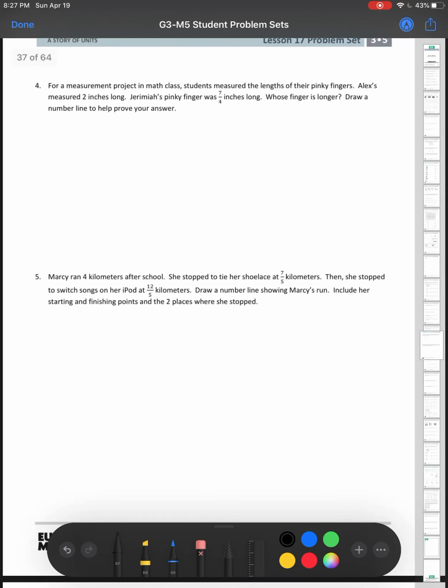Okay, moving on. Number 4. For a measurement project in math class, students measured the lengths of their pinky fingers. Alex's measured 2 inches long. Jeremiah's pinky finger was 7/4 inches long. Whose finger is longer? Draw a number line to help prove your answer. So we'll draw our number line. Starting with 0. And we don't know what the longest is, but as of right now, let's just end it at 2. If we need to make it a little bit longer, we can. We know we're working with fourths because Jeremiah's pinky finger was 7/4. So we'll break these into fourths.